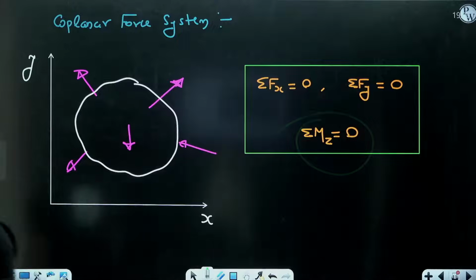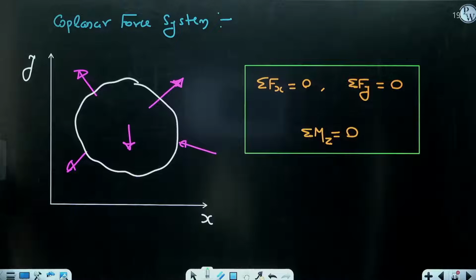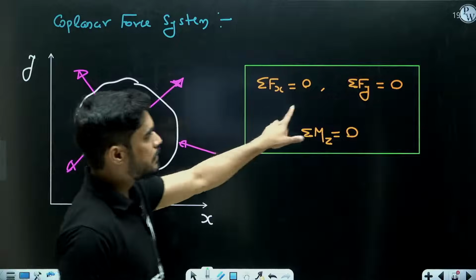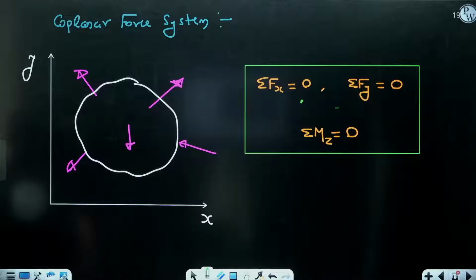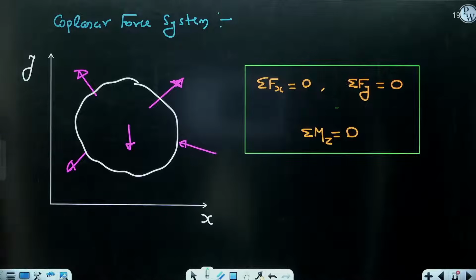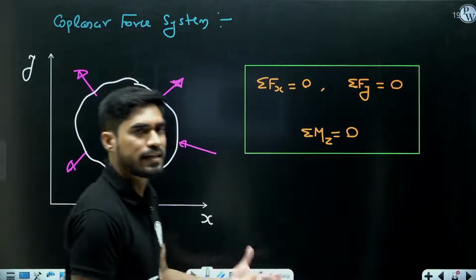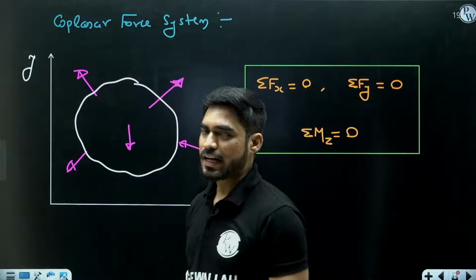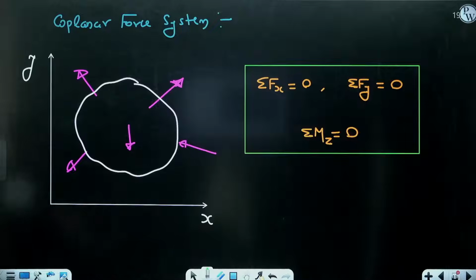So what will be the steps to solve the problem? You will draw the free body diagram of the body. Whatever the body is in the question, you will draw the free body diagram of that body. Then you will apply these equations, solve them, and find the unknown forces. What are the unknown forces? Reaction forces. Whatever reactions the body is getting from supports, those are the unknown forces, okay?